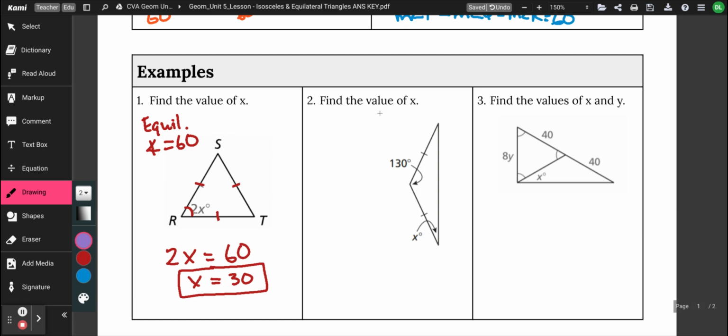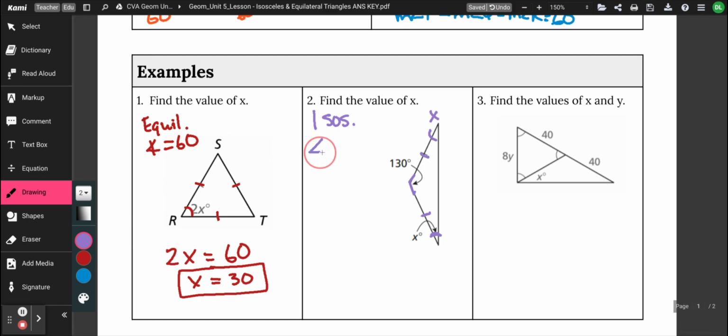Okay, let's look at the next one. Find the value of x. Notice my x is in an angle again because of the degree sign. But this time, I only have 2 congruency marks. So this tells me that I'm looking at an isosceles triangle. Okay, so that means that if the vertex angle is 130, I know my base angles are congruent. So this angle is also going to be x. Now, if my vertex angle is 130, okay, so we've got a couple ways we can do this.